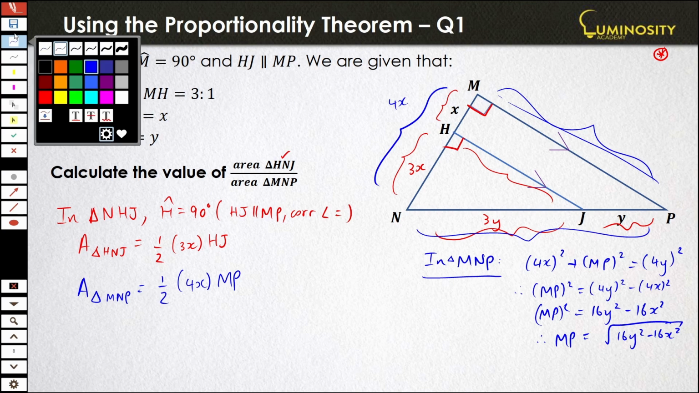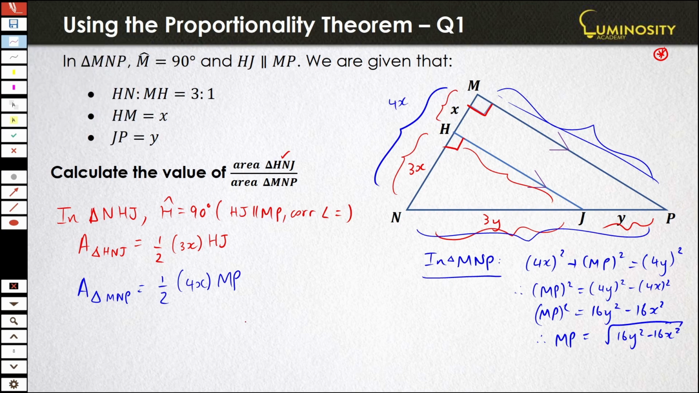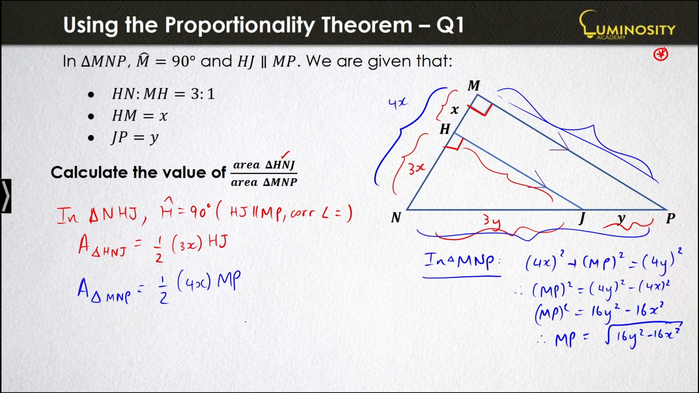Then in triangle HNJ, we have this side HN, 3x all squared, plus the side HJ that we're looking for, HJ squared, equals NJ squared, which is 3y all squared. So HJ squared equals 9y squared minus 9x squared. Therefore, HJ is the square root of 9y squared minus 9x squared. Now that we've got those values, we can substitute them in.